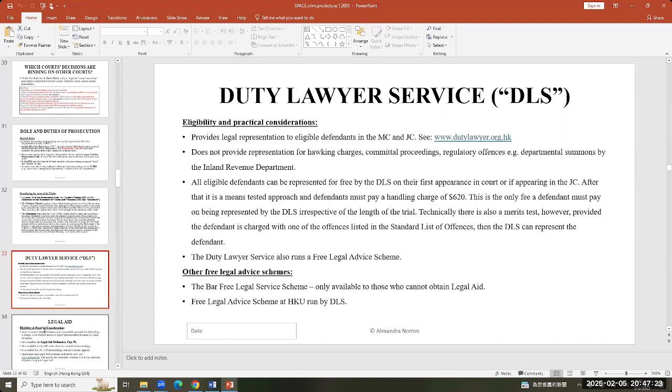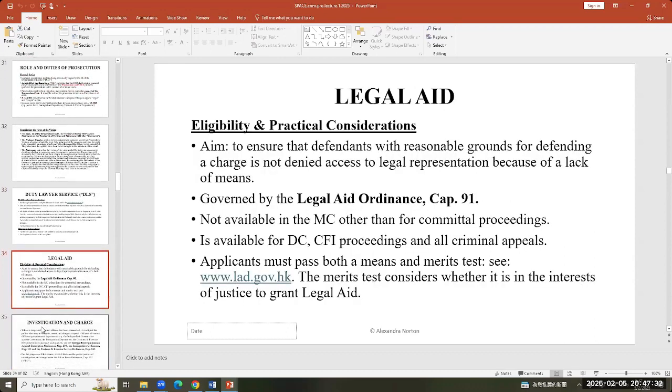So duty lawyer service, though, only provides representation in the magistrate's court and juvenile court. If it's a district court case or a CFI case, then you have to see whether you are eligible for legal aid. And legal aid is a means and merit-based test. It is available in the magistrate's court for committal proceedings. So the aim of the duty lawyer service in legal aid is obviously to offer representation to defendants who otherwise could not afford to mount a comprehensive defense in their favor.